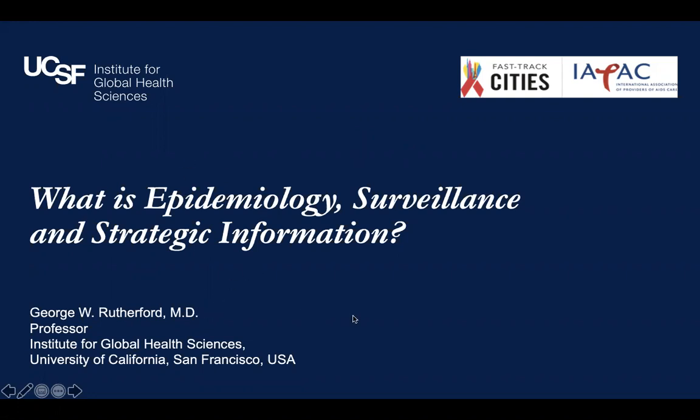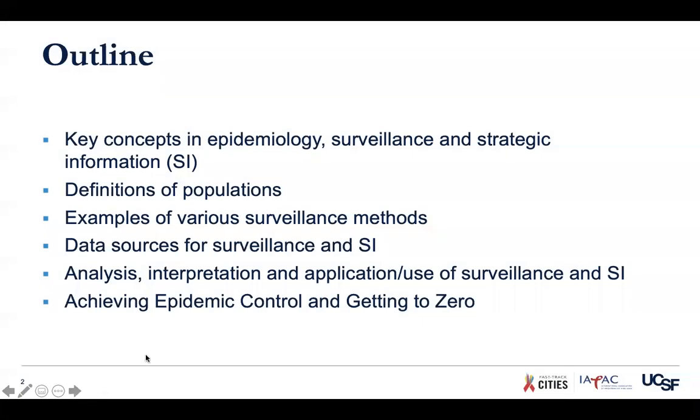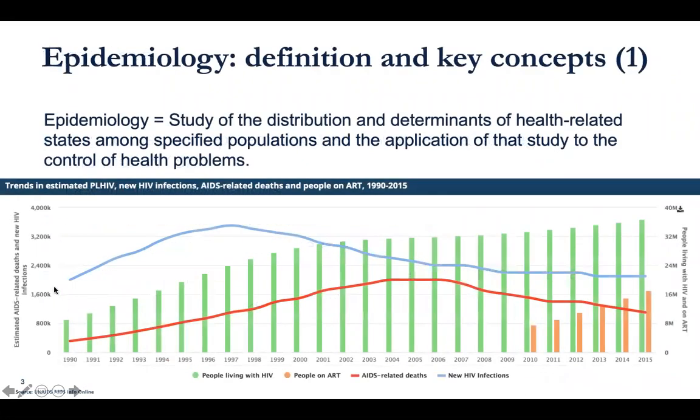I'm a professor at the University of California, San Francisco, and I'm here to talk about epidemiology, surveillance, and strategic information to give you some very high level concepts and to try and define them for you. So, we're going to talk about key concepts. We're going to try and define populations, give some examples of various surveillance methods, talk about data sources for surveillance and strategic information, talk a little bit about analysis, interpretation, and applications of surveillance and strategic information, and a few things around epidemic control and getting to zero.